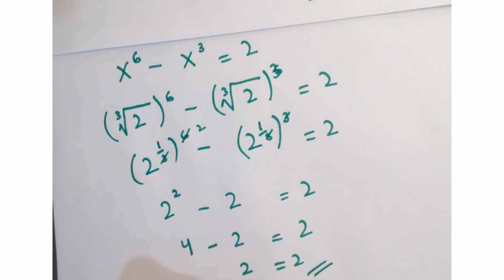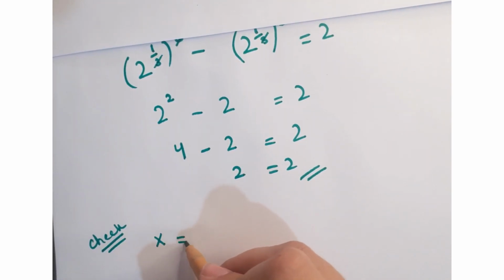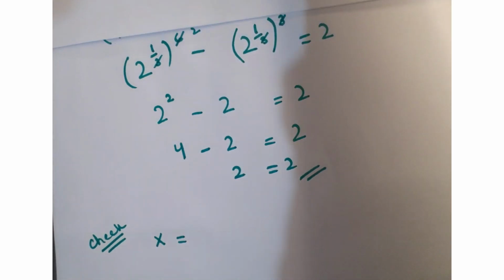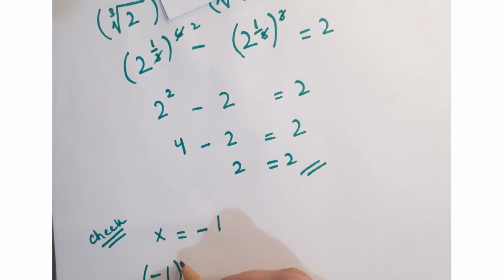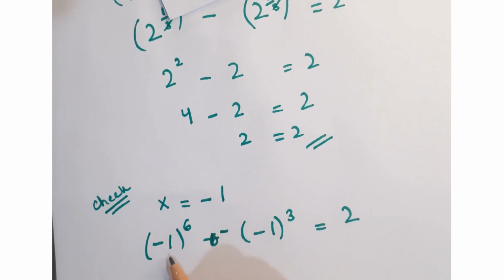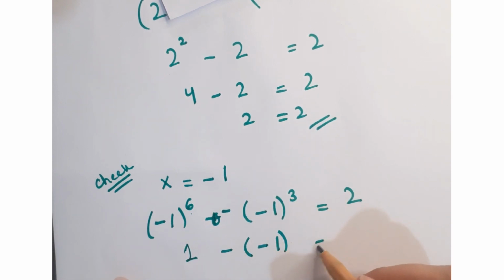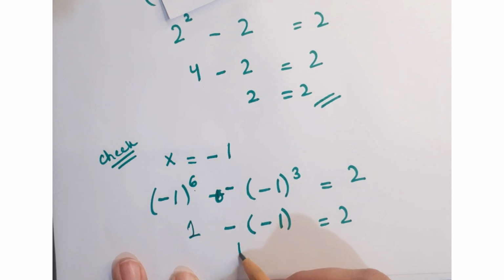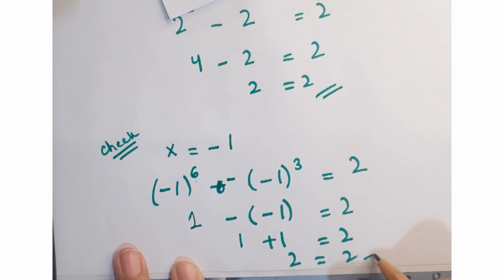Now let's check for x is equal to minus 1. Now put this value in the equation: minus 1 to the power 6 minus minus 1 whole cube. Since this is an even power, the negative sign gets changed into positive. This is plus 1 minus, this is an odd power, so the sign remains negative. Now this is 1 plus 1 is equal to 2, or you can say 2 is equal to 2.